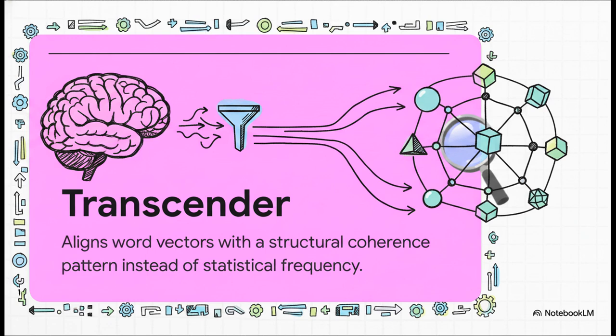A transcender fundamentally shifts the compute workload. Instead of calculating massive statistical probabilities across billions of parameters just to force a match, the transcender checks for structural alignment. It ensures that the semantic vectors align logically and grammatically with a predefined coherence pattern.